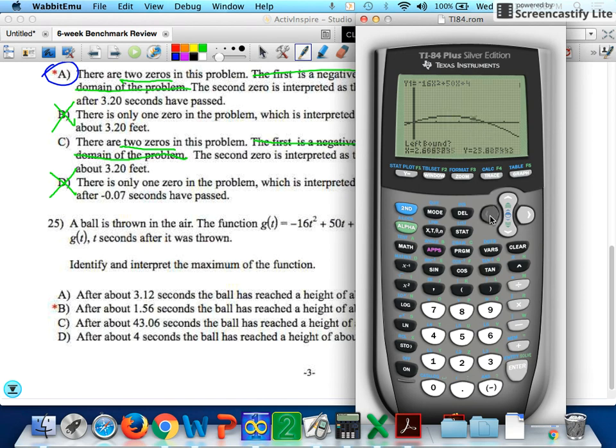So let's move our arrow all the way over to the left of it. Just to be safe, go ahead and get off that plateau up there. There we go. Hit enter. Move all the way to the right of it. There we go. Just to be safe, let's get off that plateau. So now we've picked a spot right here and right here. We're clearly left and right of that maximum. Enter, enter. Our maximum is 1.56, comma 43.06.